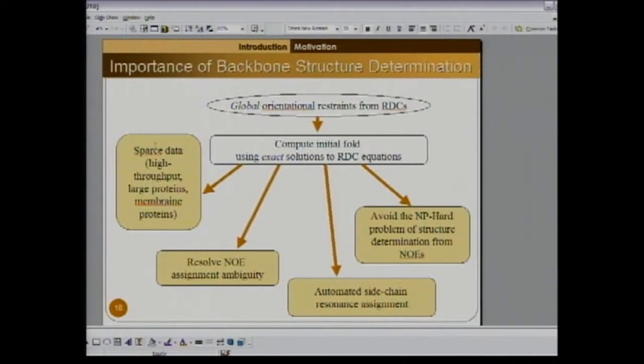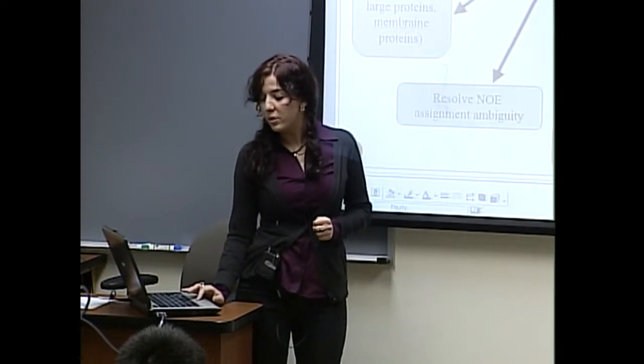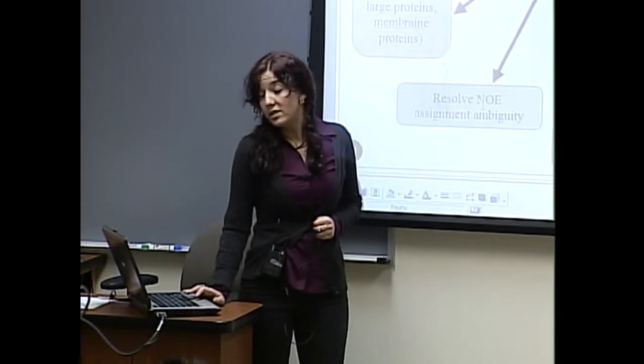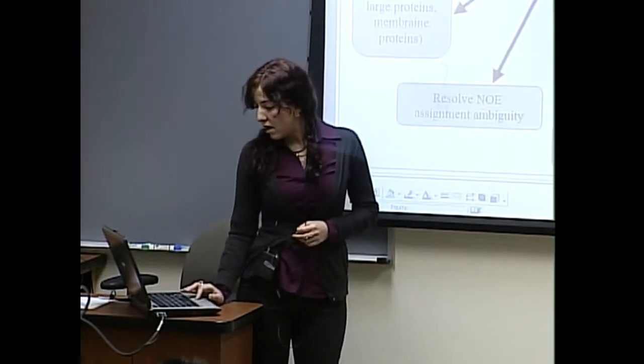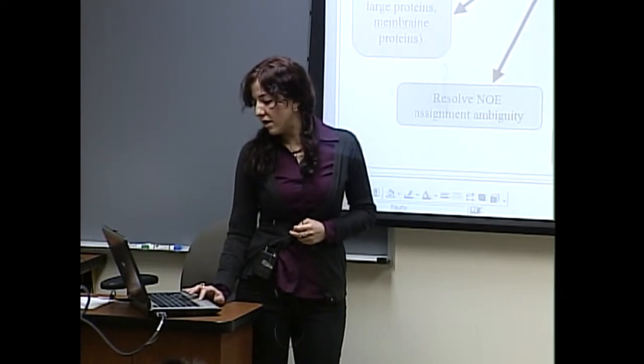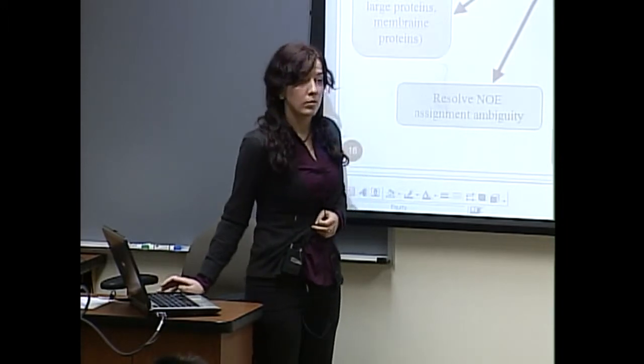With possible extensions to structure determination from sparse data, where you don't have enough NOEs to compute a structure at all, which happens in high throughput settings and also for large proteins and other proteins where only sparse data can be obtained. And also it allows resolving NOE assignment ambiguity. And something that I'm not going to talk about much today, but it also allows automated sidechain resonance assignment.